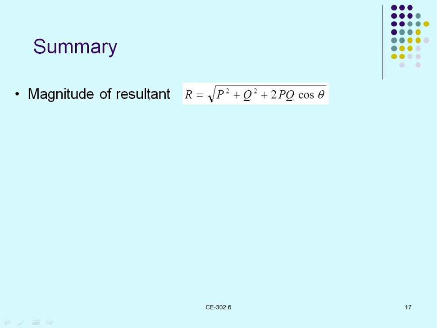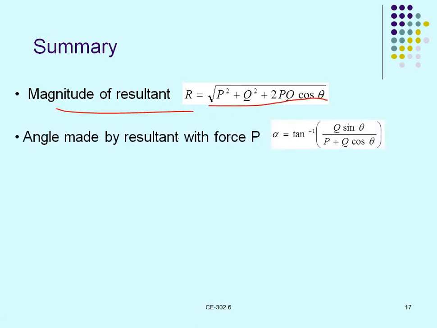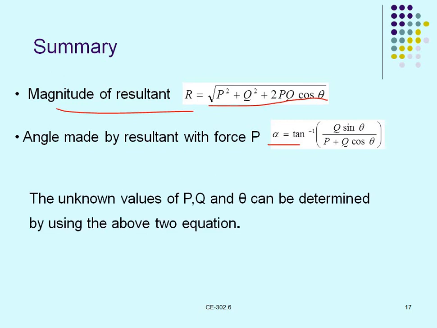So finally, the magnitude of resultant R is equal to root of P square plus Q square plus 2PQ cos theta. And alpha is equal to tan inverse of Q sin theta by P plus Q cos theta. The unknown values of P, Q and theta can be determined by using the above two equations.